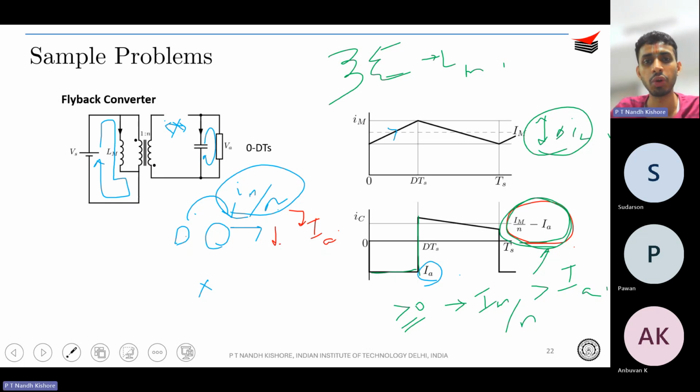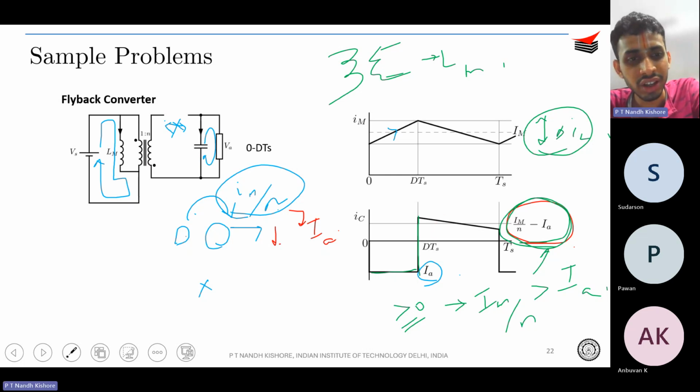So your question, as to if there is no inductance, it becomes an ideal transformer. It's not possible. Then your flyback converter will not work, because your Im needs to be a value which is positive. Only if Im by n is positive, not only positive, Im by n needs to be more than Ia. Correct? Only then your charge balance is satisfied, or else no.